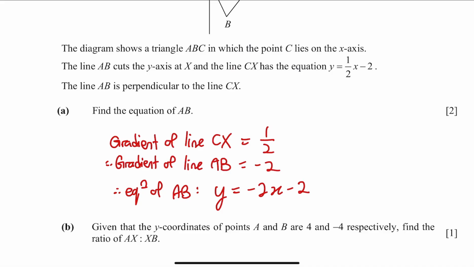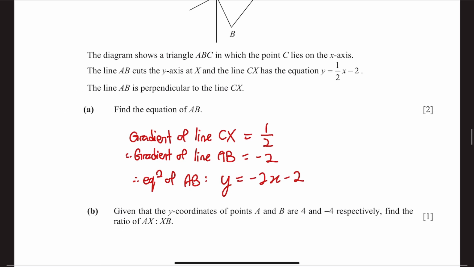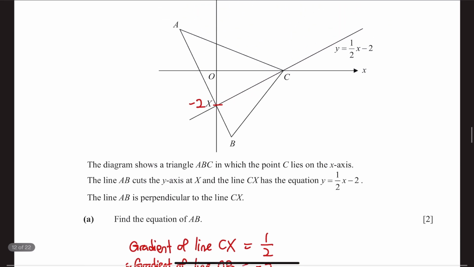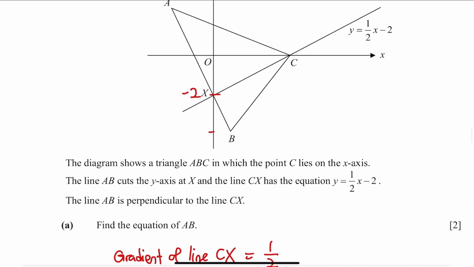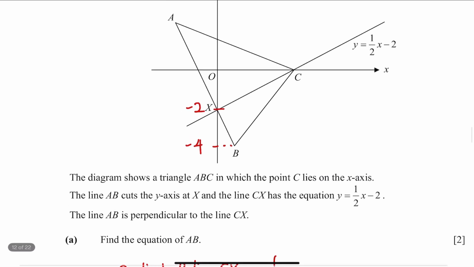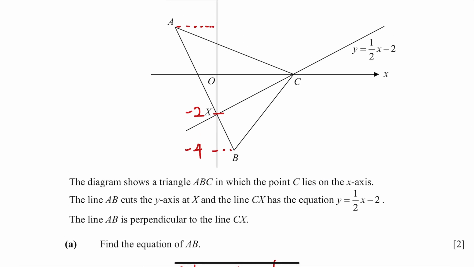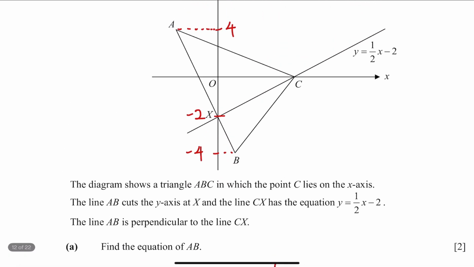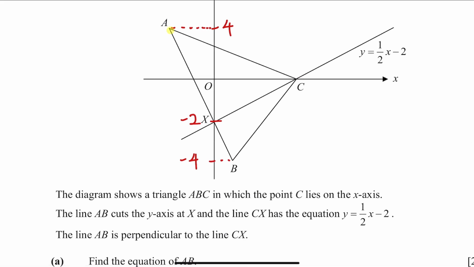Alright, next part. Given that the y-coordinates of A and B are 4 and -4 respectively, I'm given that over here this is -4, and A here, this value is 4. Find the ratio of AX to XB. So very simply, let me highlight this part here. AX is this line over here, XB is this part of the line over here.